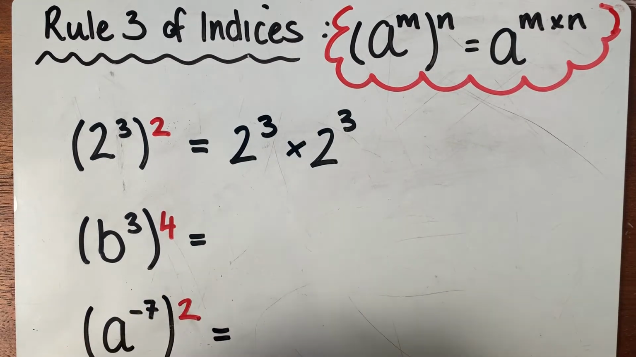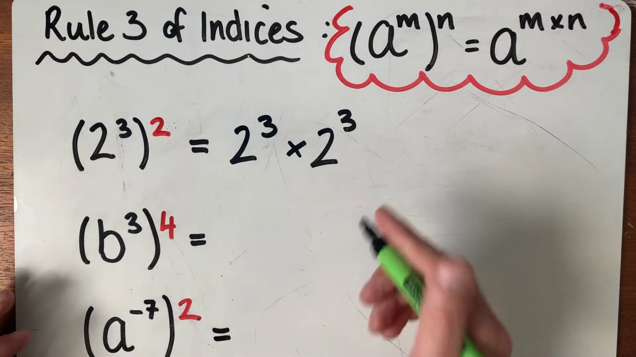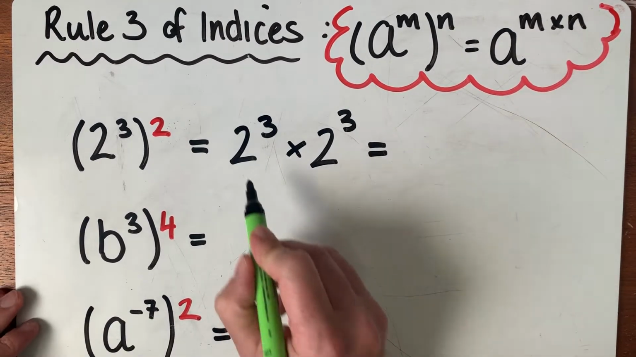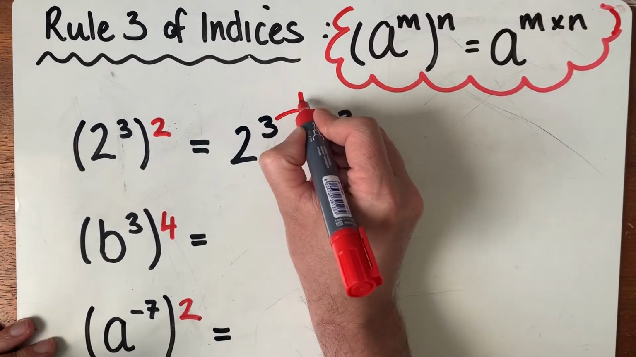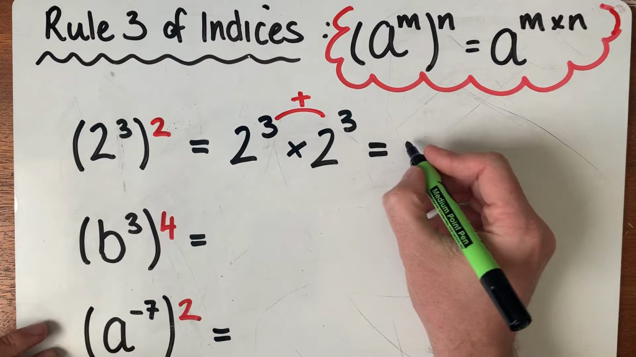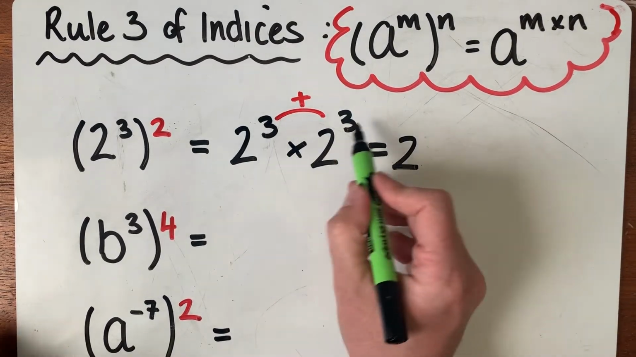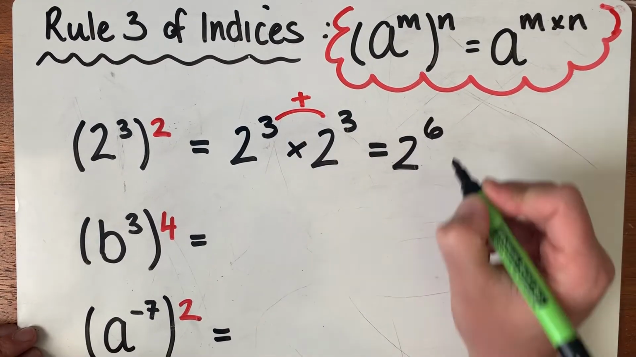And this actually becomes a question that is now using rule 1 of indices, one that hopefully we know quite well by now. What we know about that rule is if we want to multiply terms together, then we simply add the indices. We keep the base the same, so the base is 2, and we add those indices. 3 plus 3 is 6.